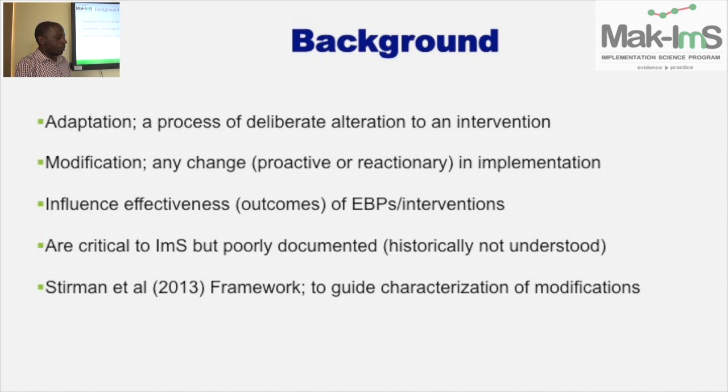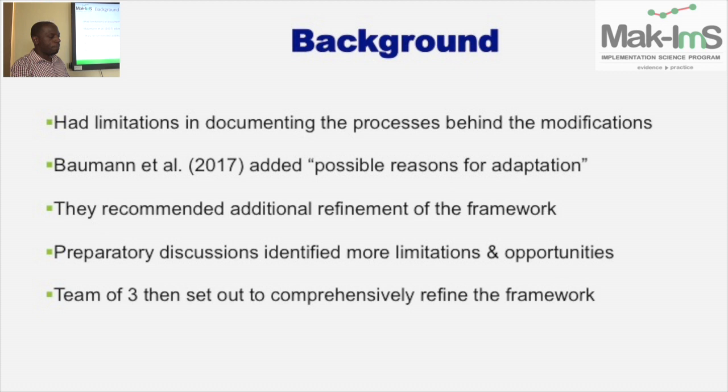So the earlier framework by Stirman and others was designed to guide characterization of modifications, because at the end of it all, as an implementation science scholar, you want to be able to explain in detail what worked and what did not work in relation to what you had designed. So Stirman and others designed a framework that just helps people characterize modifications to be able to tell the story in a more meaningful and richer way. But their framework of 2013 had limitations. It could only characterize but could not document the processes behind the modifications, and yet these are equally important for us to understand what works and what doesn't work.